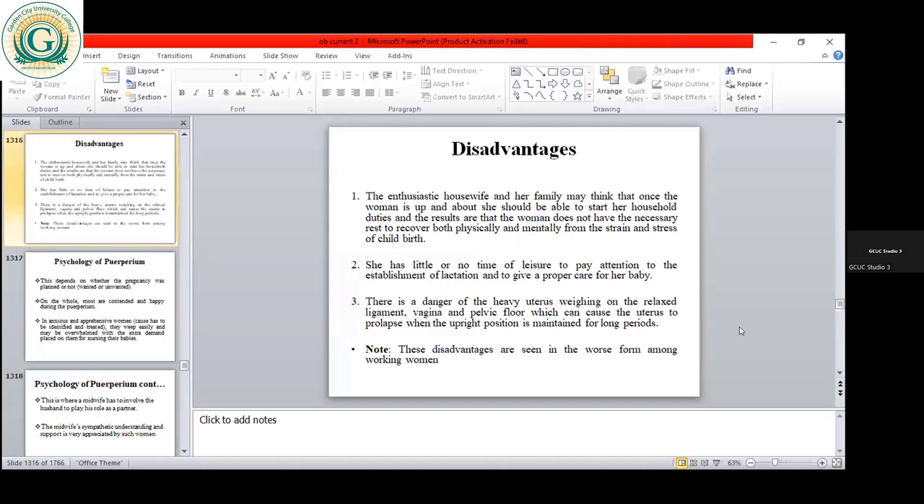For any ambulatory, enthusiastic housewife, her family may think that once the woman is up and about, she should be able to start her household chores. And the result is that the woman does not have the necessary rest to recover, both physically and mentally, from the strain and stress of childbirth. Mothers should be given the opportunity after delivery to recover. You should recover at least the puerperium, the 7 days.